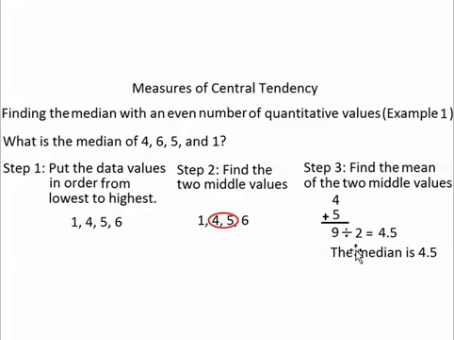So we put the values in order from lowest to highest. We found the 2 middle values, and then we found the mean of the 2 middle values, and then that was our median.